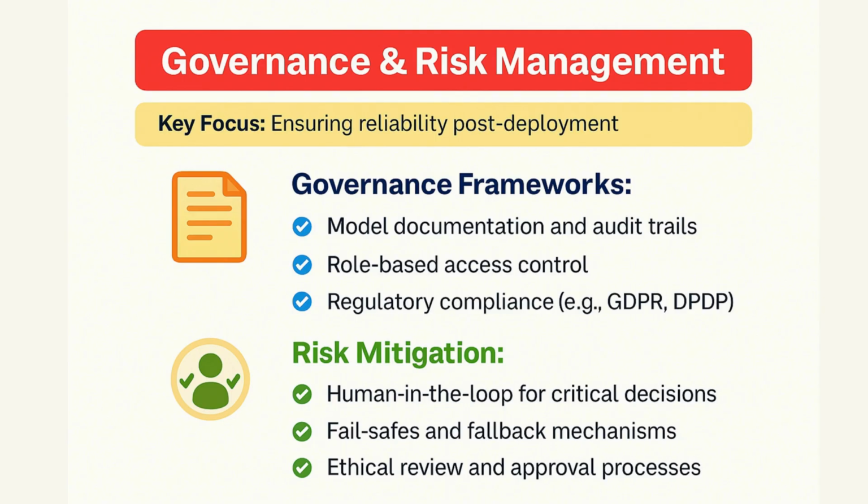On the risk mitigation front, the slide highlights the need for human in the loop protocols for high stake decisions, fail safes and fallback mechanisms to handle unexpected behavior, and ethical review processes to evaluate potential societal impact. These measures not only safeguard against technical failures but also build trust with users and stakeholders. In an era where AI decisions can have real world consequences, this slide serves as a blueprint for deploying AI systems that are not only effective but also ethically sound and legally compliant.